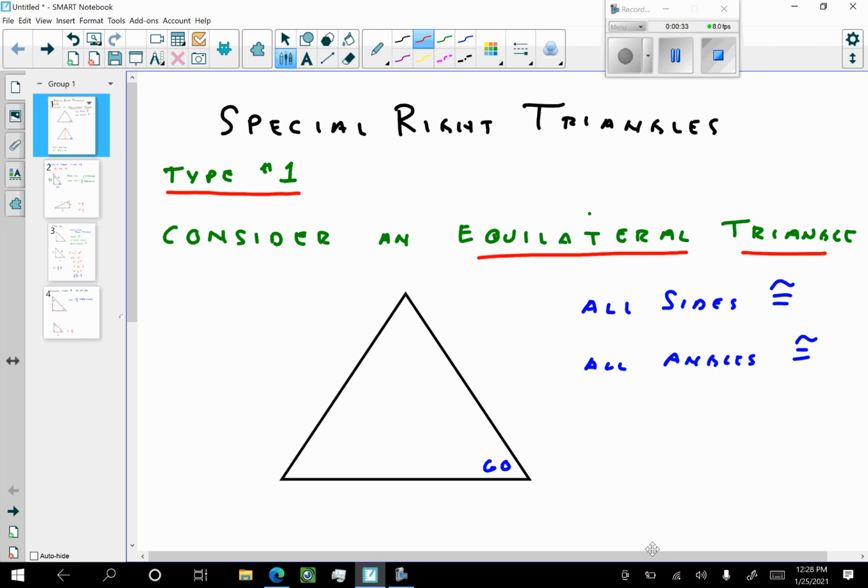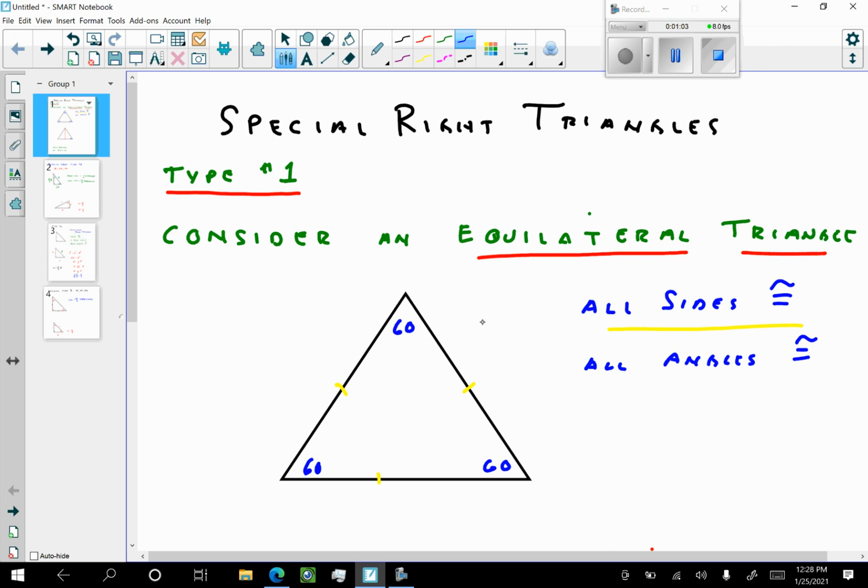What do we know? What is an equilateral triangle? Well, in an equilateral triangle, all the sides are congruent. I can mark them this way, if you will. And all the angles are congruent. Well, what does all the angles congruent mean? For every equilateral triangle, that means that all of the angles are 60 degrees. 60, 60, 60. 3 times 60 is 180.